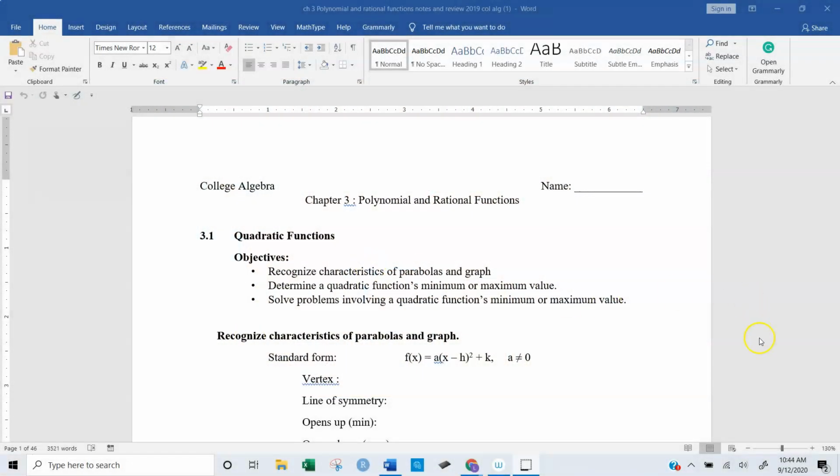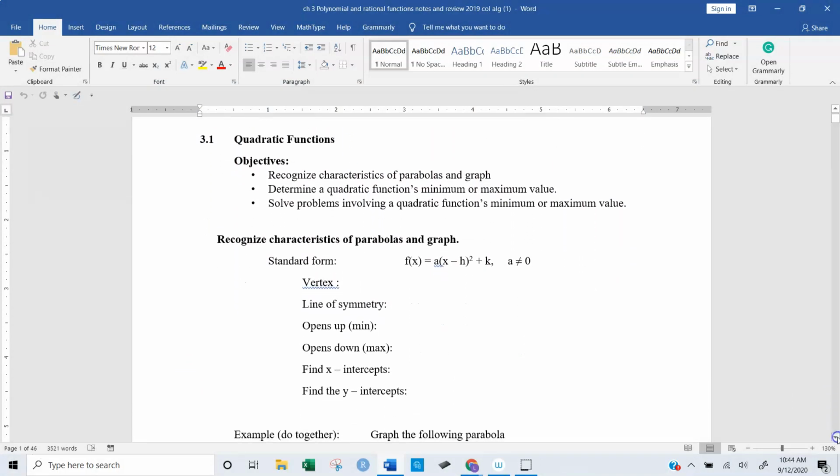Okay, so we have to recognize a parabola. So I'm hoping you're remembering that that's an x squared. We're going to determine if it is a min or a max. So remember that has to do with the x squared.